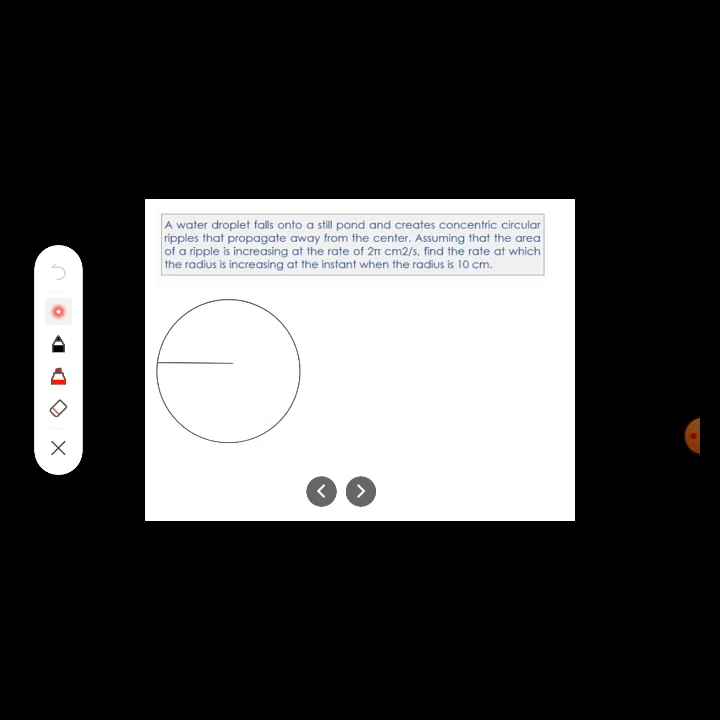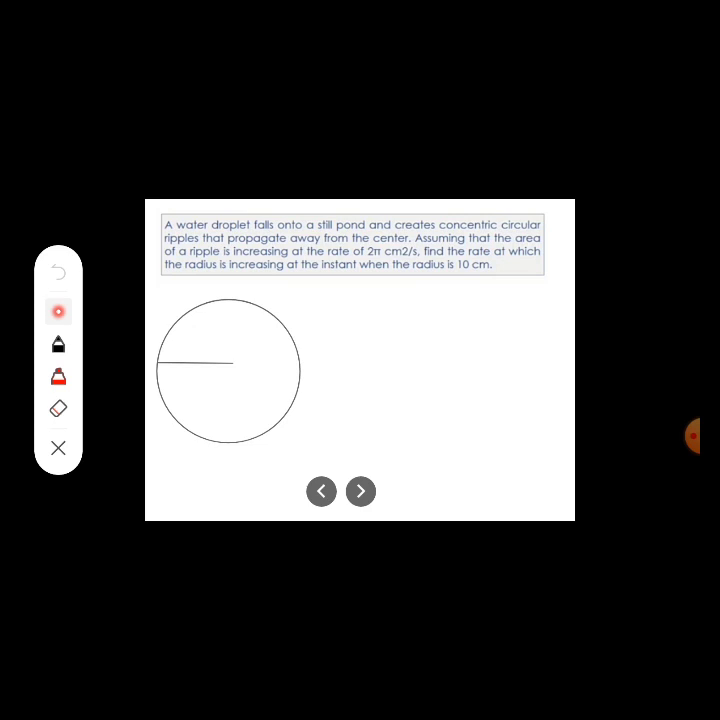First, let's have an illustration. We have concentric circular ripples. Next, let's identify those quantities that vary with respect to time. Let r be the radius and A the area. After that, we're going to write down the numerical facts known about the variables r and A.